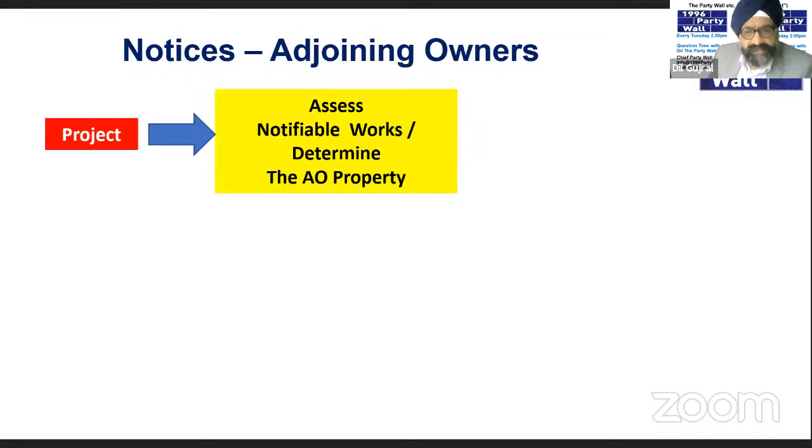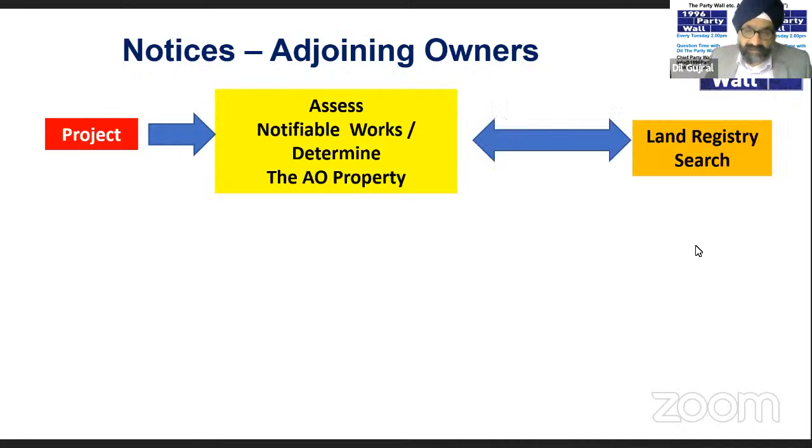So back to our little project. If we're doing a rear extension, notifiable works are section 6.1 or 1 or section 6.2. Determine what those are. Look at the rules for each of those section numbers. So that's where you have to go away and look at the rules and see if it applies to that particular adjoining property.